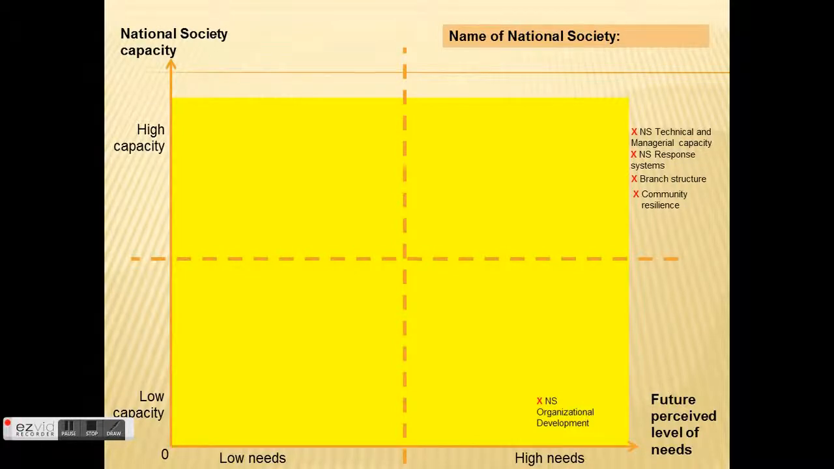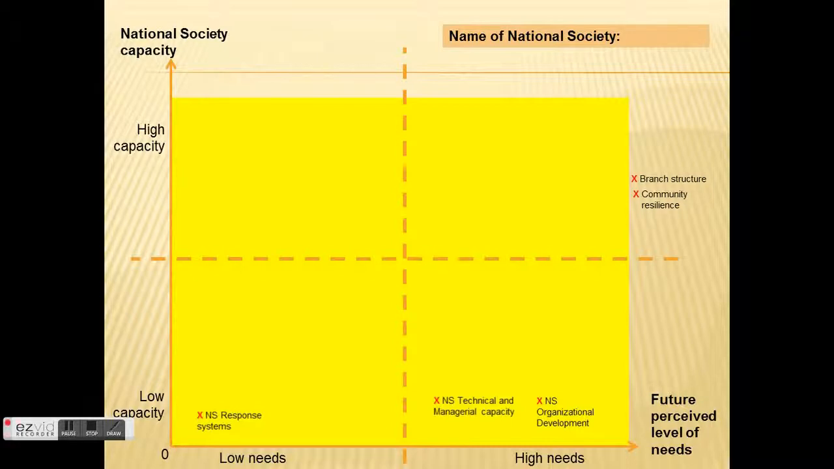We'll do the same assessment for the National Society technical and managerial capacity. No experienced managers, no real program, but they have a willingness to do more. So we're talking about the same thing, low capacity and high needs. On the response side, we'll say that the National Society has actually decided it's something that is not a priority for them. The civil protection system works fine. Low capacity of the National Society, but also low interest in actually doing more in that area. So it'll be the bottom left corner.